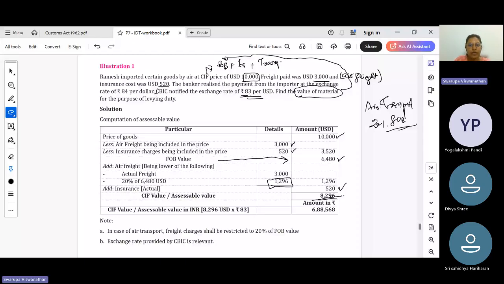Okay. So if you are asked to calculate what is the value of the material for the purpose of levying duty, they are asking us to find out FOB value, CIF value as per customs. So first we have to remove the air freight and insurance, find out the base FOB value. On that, apply the provisions of Rule 10(2), and then arrive at the CIF value as per the provisions of the Customs Act.